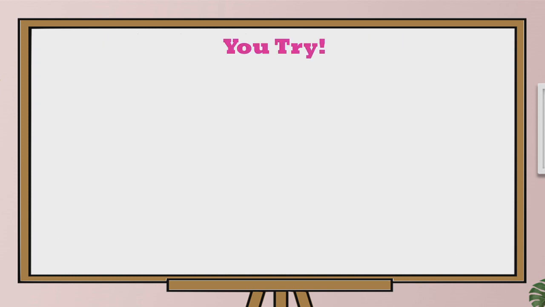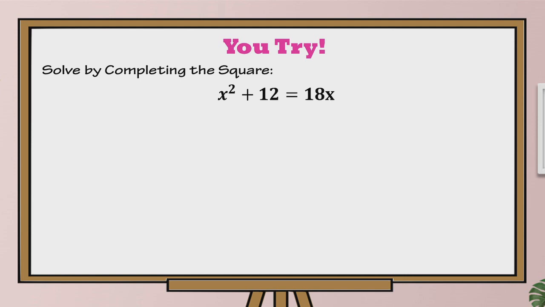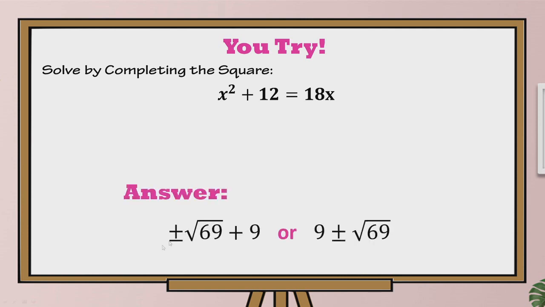So for you to try, if kaya nyo nang isolve, I have an example. So solve on your own by completing the square this equation, x squared plus 12 equals 18. You just follow the steps na binigay ko sa inyo. So yung answer dyan ay positive and negative square root of 69 plus 9 or 9 plus positive and negative square root of 69. So, itry nyo if makukuha nyo these answers. So, if makuha nyo yung answers na to, that means alam nyo na kung paano gawin ang completing the square.